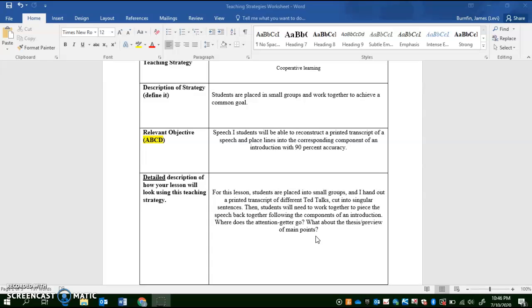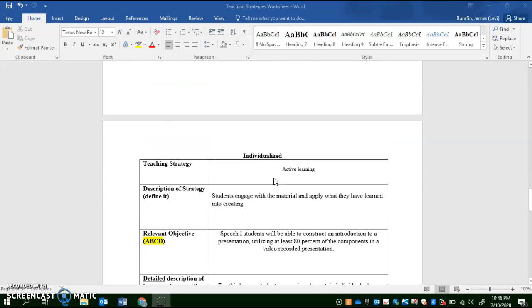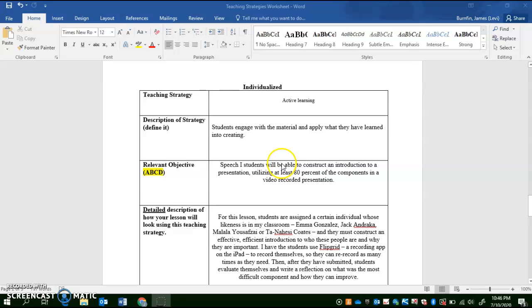Where does the attention getter go? Where does the preview of main points go in the introduction? So they'd have to piece that together almost like a puzzle. They have to work in small groups for that. For the individualized teaching strategy, I did active learning.